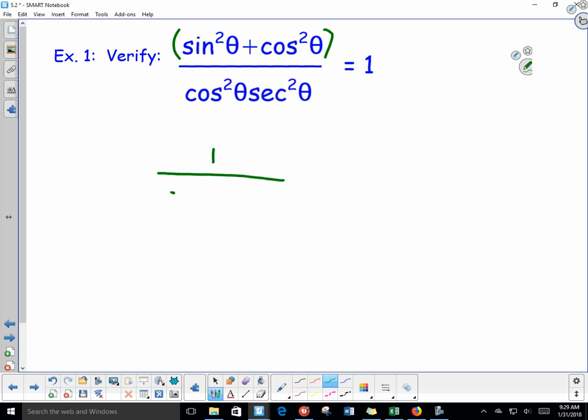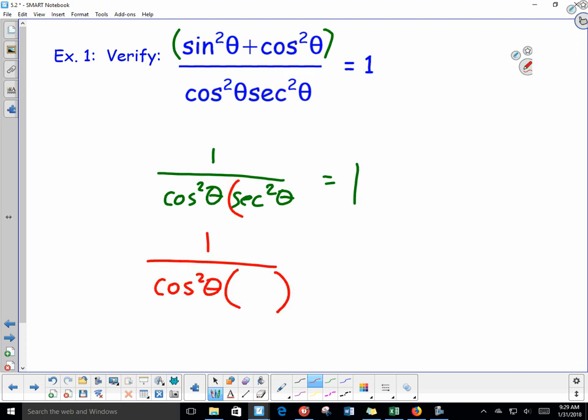So we can rewrite this as 1 over cosine squared theta secant squared theta. Now I want you to keep the other side going the entire time you're verifying. So far we have this. And I think now we could say, well, I know that secant squared would be the same as 1 over cosine squared. So I'm replacing this secant squared with 1 over cosine squared theta. I'm using the identity that secant is 1 over cosine. Again, I want to keep the right side going.